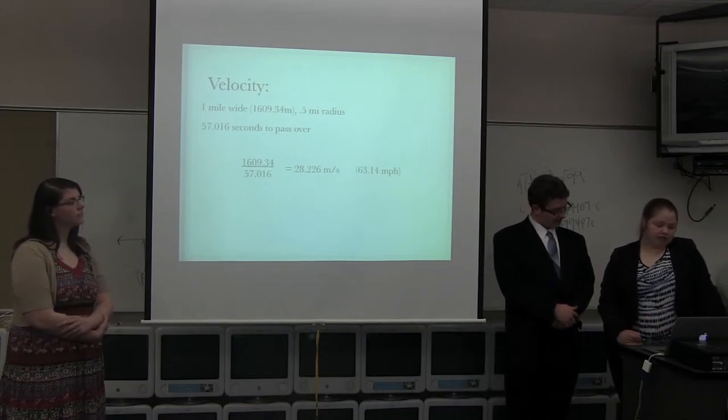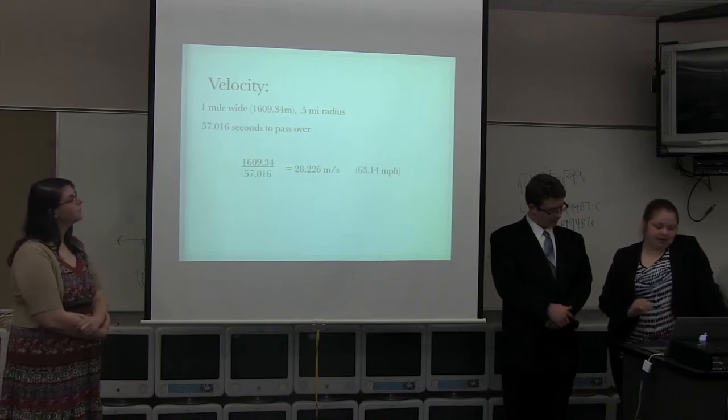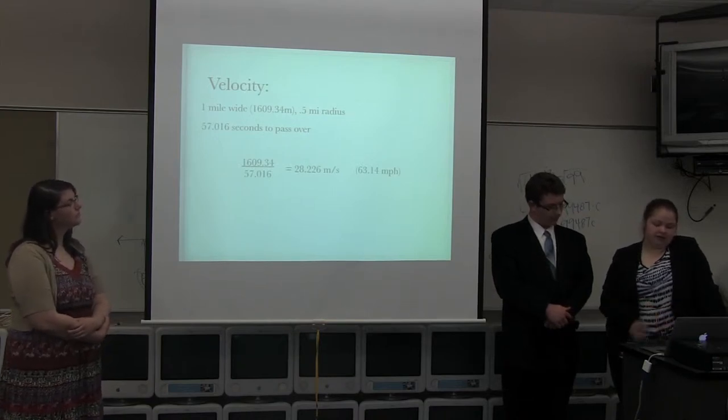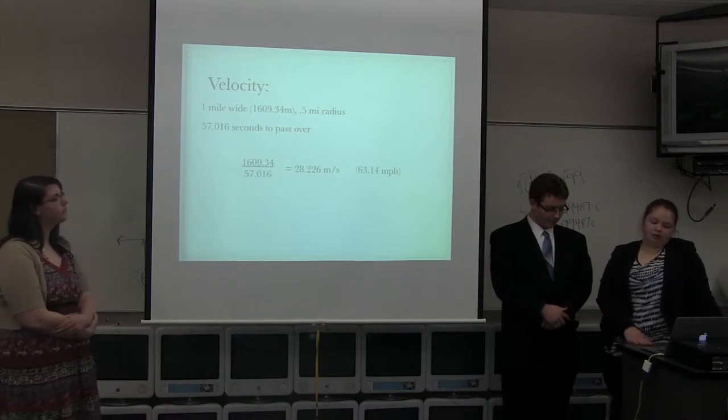So we took the distance of the width of the tornado divided by the seconds, to get that the tornado was moving at 28.226 meters per second, or 63.14 miles per hour.